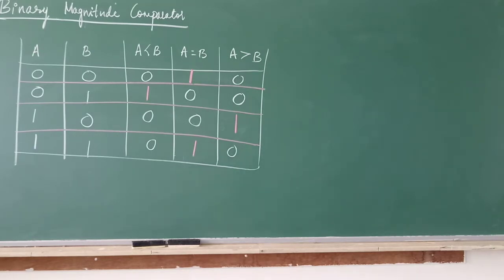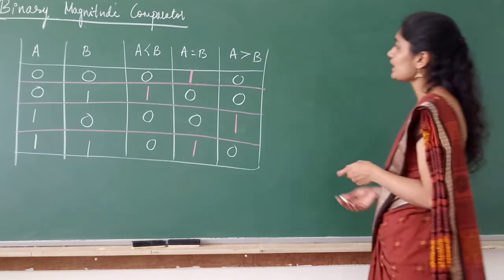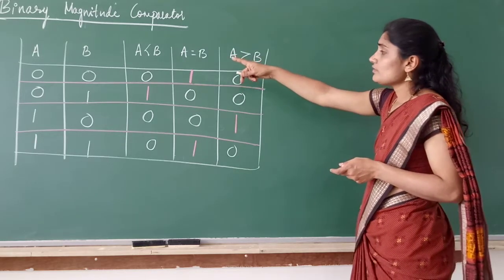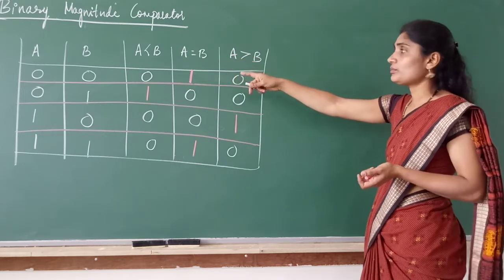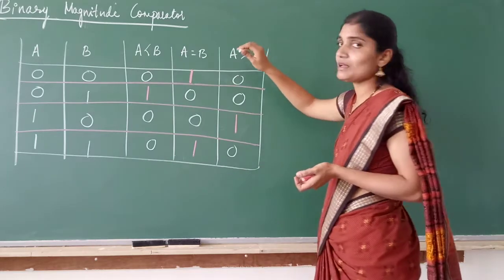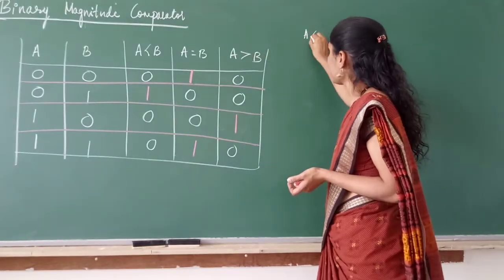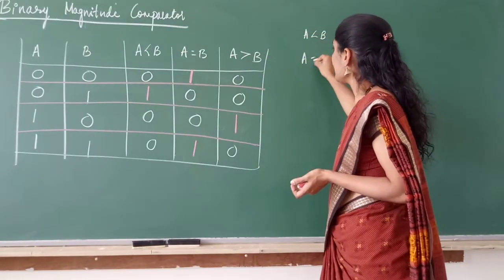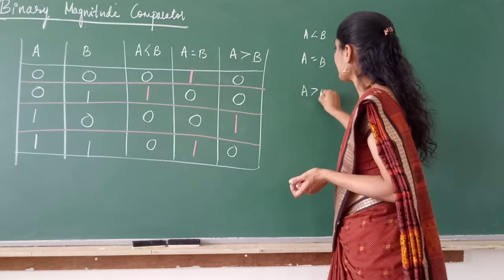It's a very simple truth table and we can easily write the equations for A less than B, A equal to B, A greater than B. We need not go for a K-map. Directly we get the equation. How many output variables do we have? We have 3 output variables: A less than B, A equal to B and A greater than B.